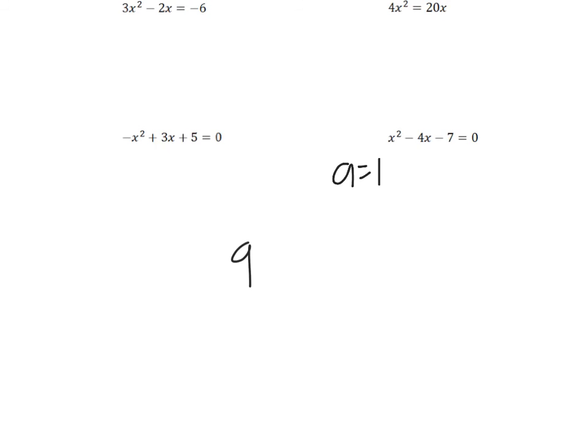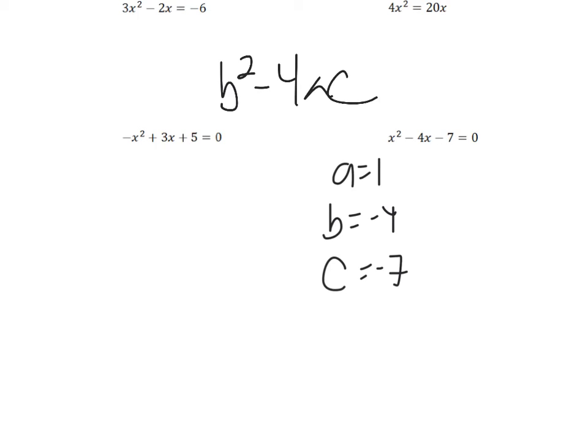So A equals 1, B equals negative 4, C equals negative 7 because it's set equal to 0. That's nice. Yeah, can I delete this? Hopefully I can delete this here without deleting everything. I can. All right, so then b squared, negative 4 times negative 4. Remember, this is b squared minus 4 times a times c. So b is negative 4. Negative 4 times negative 4 is 16. Minus 4 times a, which is 1, times c, which is negative 7.